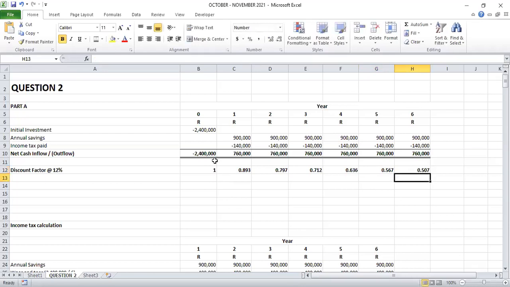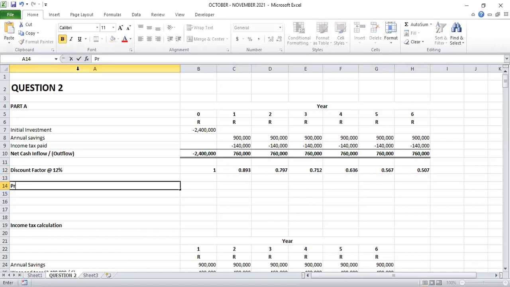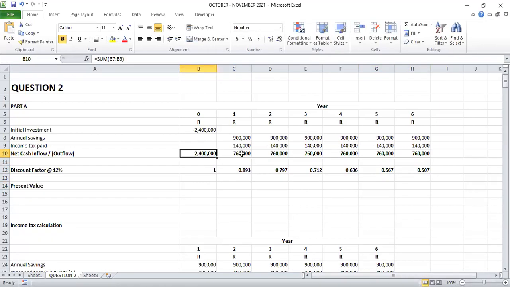The meaning of this is that 1 rand that we receive after year 1 is equivalent to 89 cents today. 1 rand that we receive after year 2 is equivalent to 79 cents today, on and on. Then you find what we call our present value. To get your present value, you multiply each year's cash flow by the discount factor.